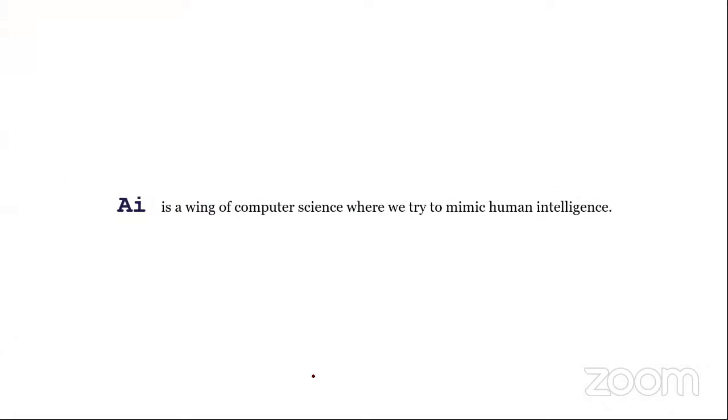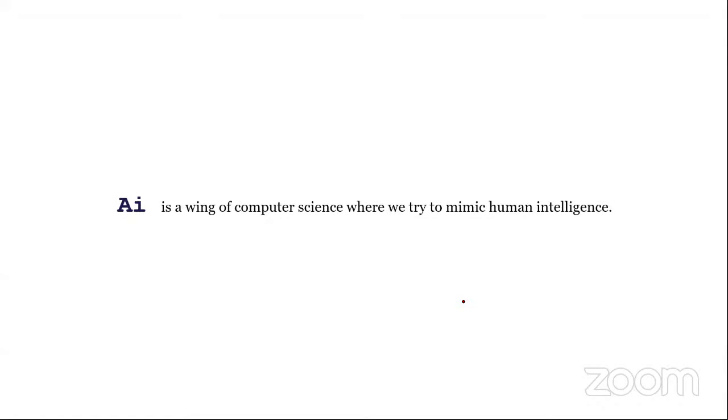Okay. Now, as I said, that definition of data science is what? Data science is where we try to extract actionable insight, information, or knowledge from data in an automated way, right? Similarly, now let me give you the definition of AI. The simplest definition of AI or artificial intelligence that we can think of is: AI is a wing of computer science where we try to mimic the human intelligence.